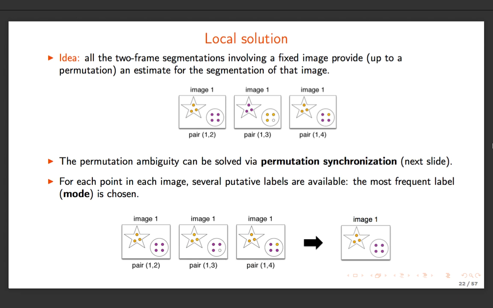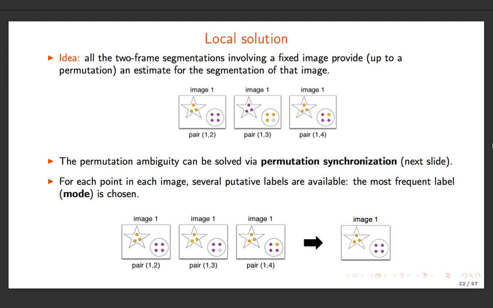The key observation is that all the two-frame segmentations involving a fixed image provide an estimate for the segmentation of that image. Observe that there is a permutation ambiguity in the labeling of motions, since each pair has been considered independently from the others. For instance, with reference to the figure, the star is given the yellow label in two pairs and the purple label in one pair. The permutation ambiguity can be solved via permutation synchronization, as explained in the next slide. At the end, for each point in each image, several putative labels are available, and the most frequent label is chosen. This handles noise in individual pairwise segmentations.